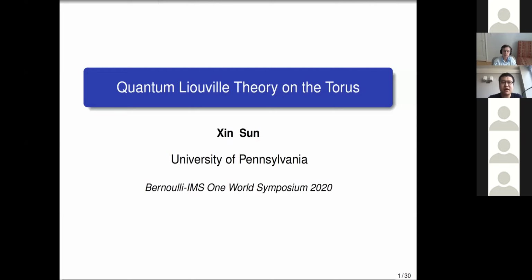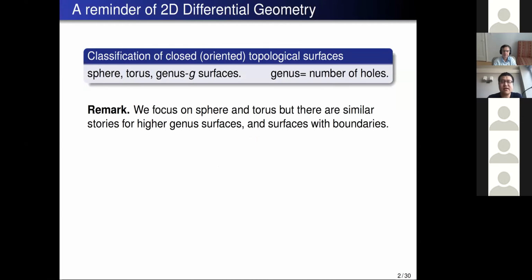So today I will talk about quantum Liouville theory on the torus. I want to start my talk by recalling some basic facts from two-dimensional differential geometry. First of all, we have this classification of closed topological surfaces according to the number of holes. For example, we have the sphere, the torus, and general genus surfaces. Today I will mainly focus on the sphere and torus, but there are some similar stories on higher genus surfaces and surfaces with boundaries.